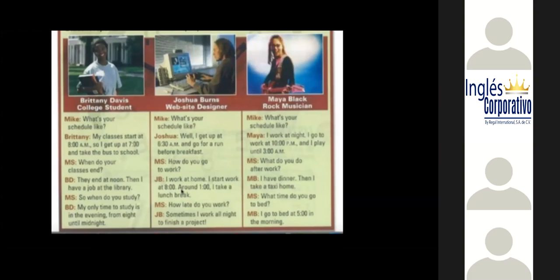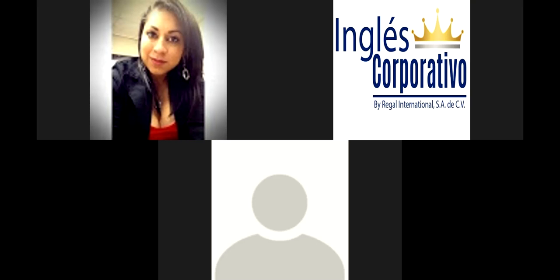Okay. What's your schedule like? Well, I get up at 6:30 a.m. and go for a run before breakfast. How do you go to work? I work at home. I start work at 8 a.m. Around 1 p.m. I take a lunch break. How late do you work? What time do you go to bed? I go to bed at 5 in the morning.